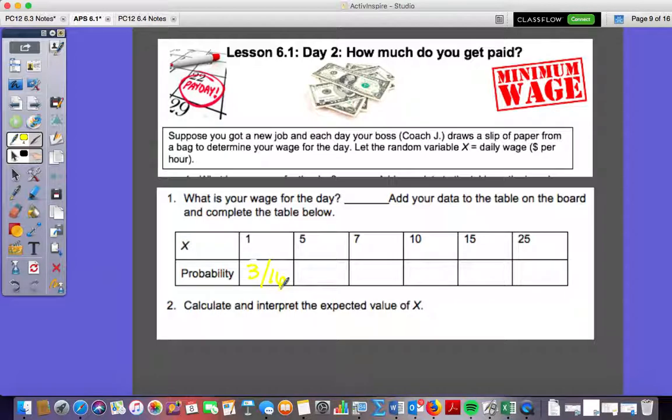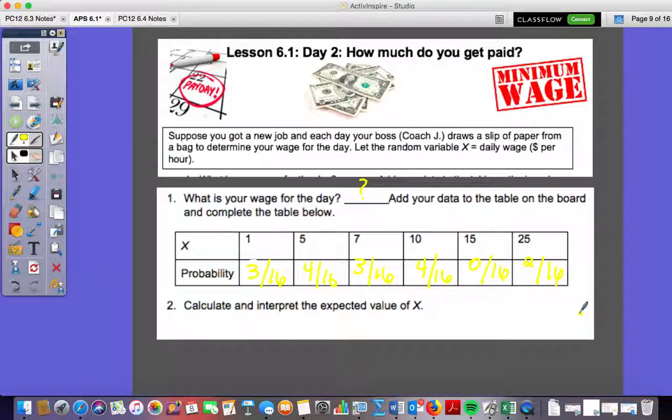3 of 16. 4 of 16. You put yours here, whatever yours is. 3 of 16. 4 of 16. 0 of 16 and 2 of 16. Okay? So this is the probability of randomly selecting this individual. All right, so we're going to interpret the expected value.